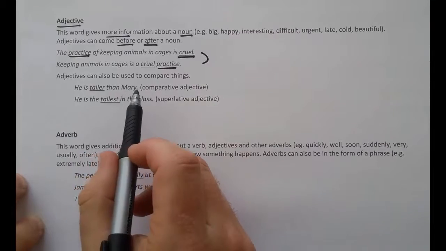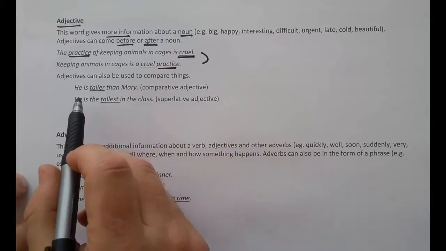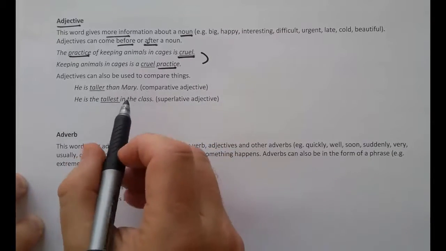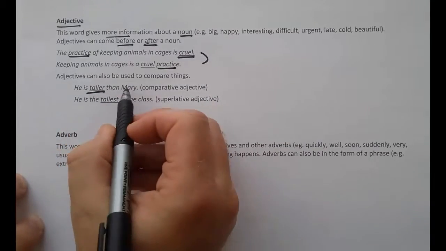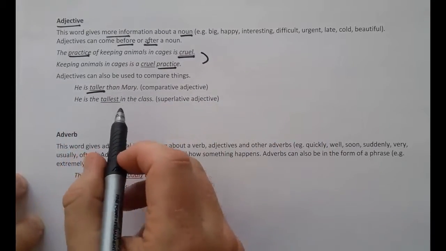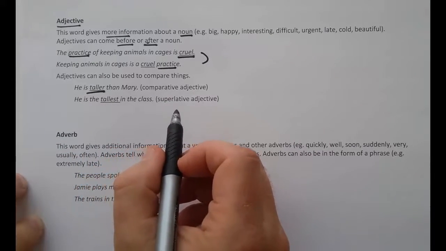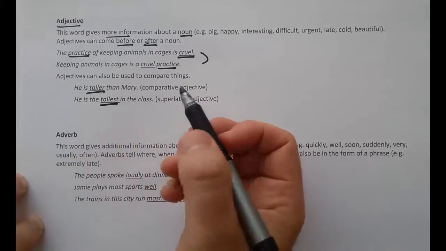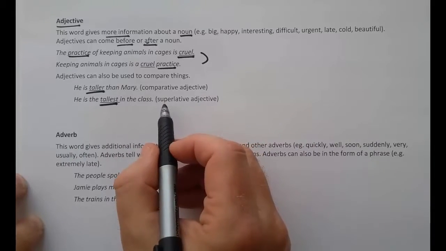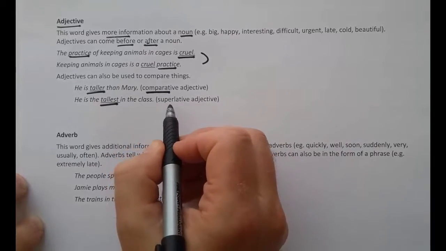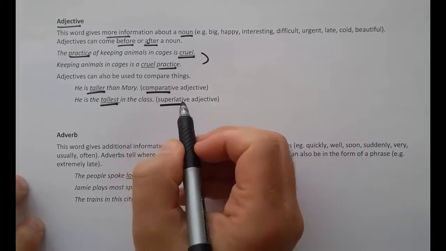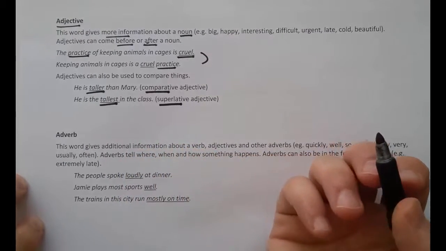Adjectives can also be used to compare things. So, he is taller than Mary. That's a comparative adjective. It's comparing him and Mary. He is the tallest in the class. So again, tallest is what we call a superlative adjective. With a comparative, we're comparing two things, or with a superlative, we're saying that one is the biggest or the best or the tallest.